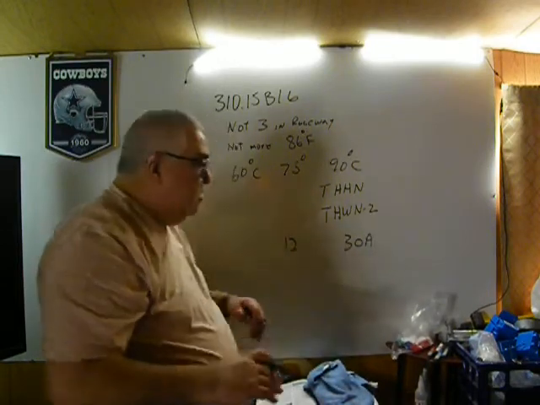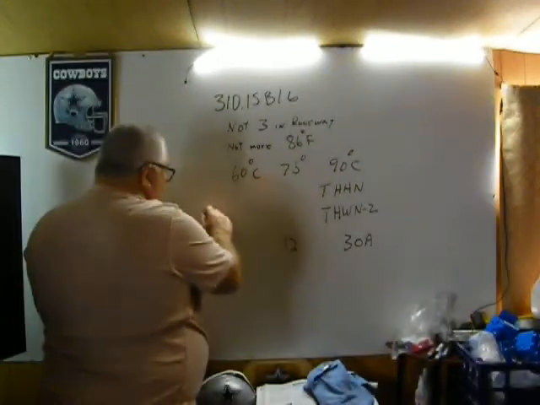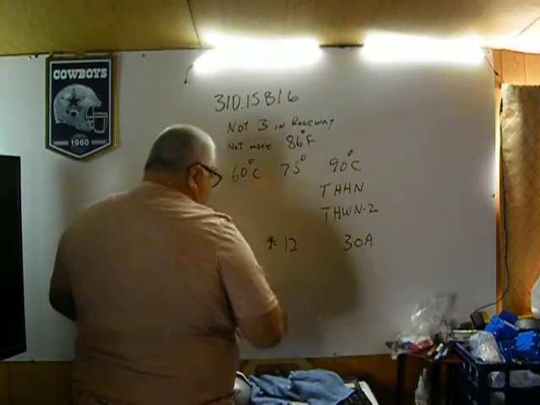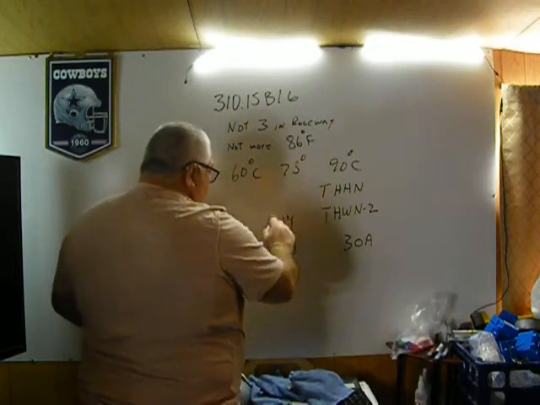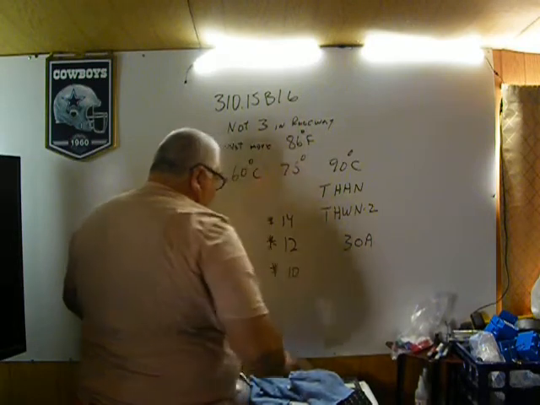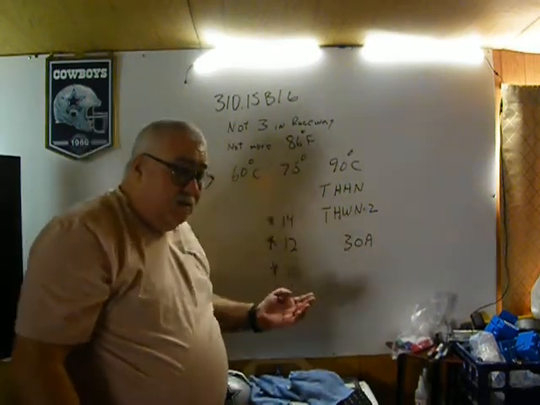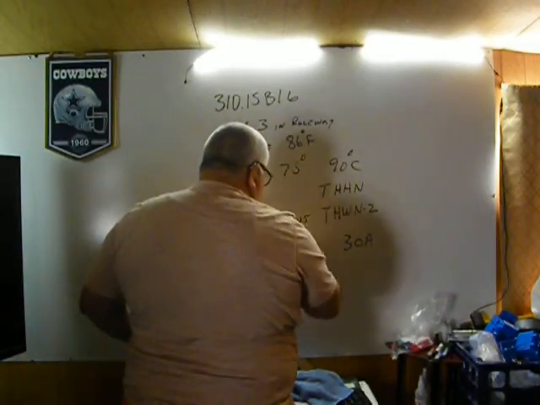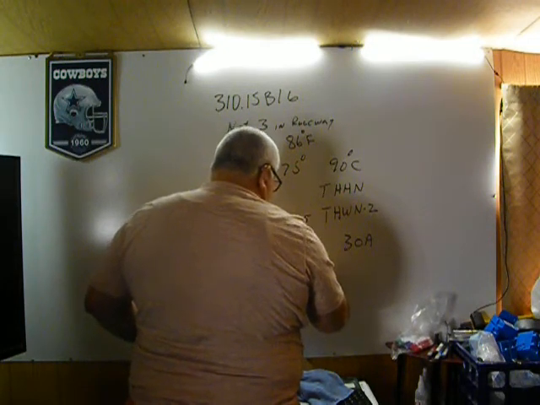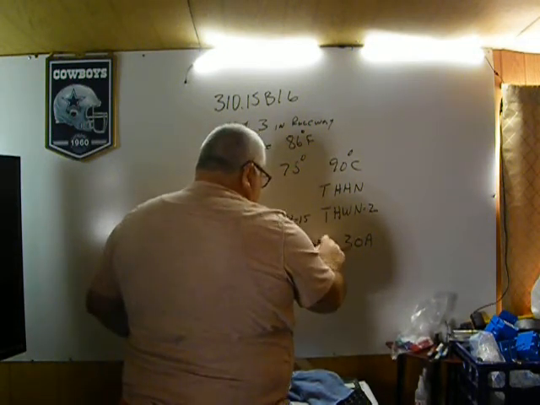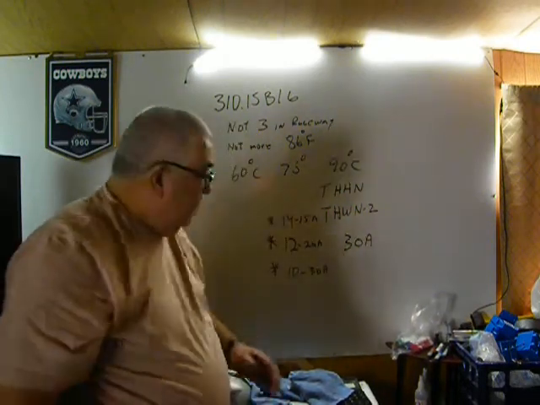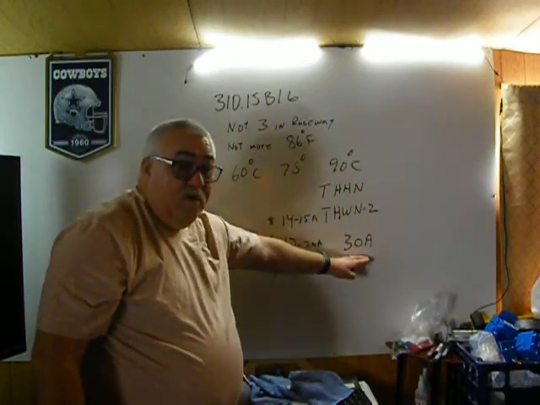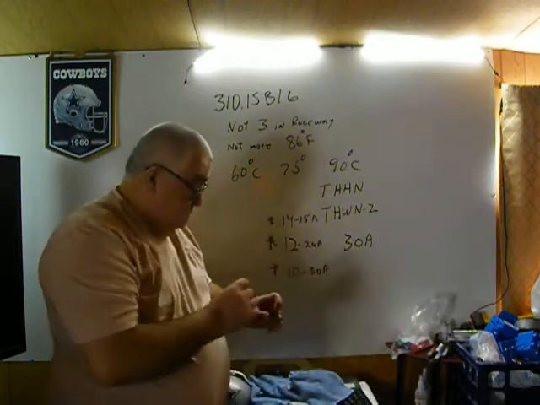So the code steps in and says, if you notice, it has an asterisk right next to it, and in the 14, same thing, and the number 10. Okay, so the code book tells us that for the small wires, we can only load a 14 to 15 amps, a 12 to 20 amps, and a 10 to 30 amps. I'll get to that later. So that's what this means on the 14, the 12, and the 10. Even though the wire can handle 30 amps, we can't load it to that. The maximum is 20. Alright.